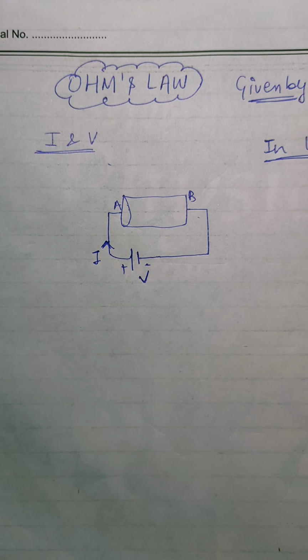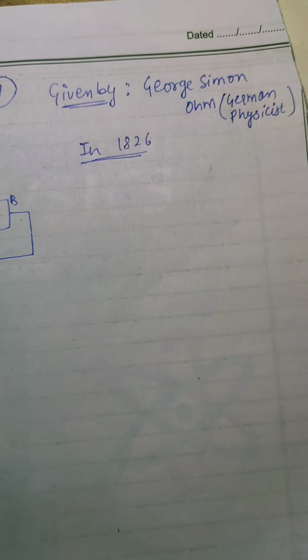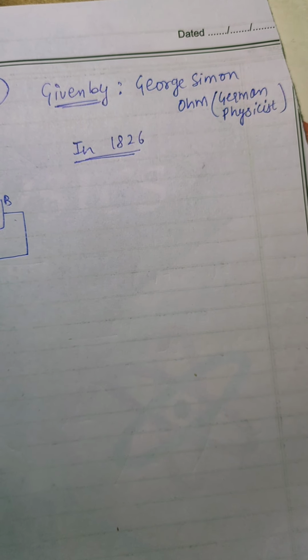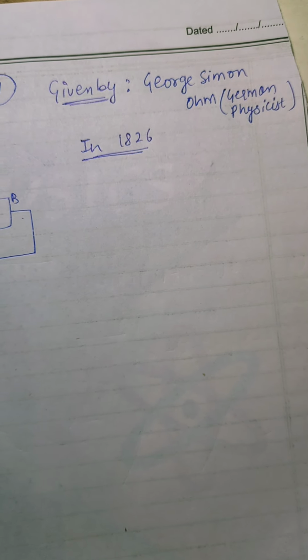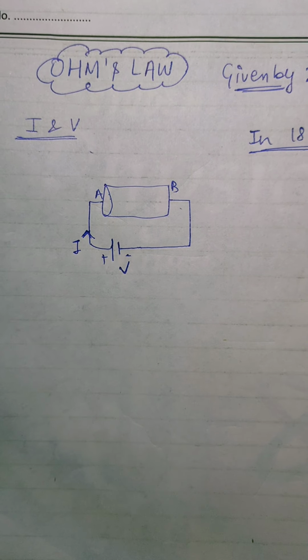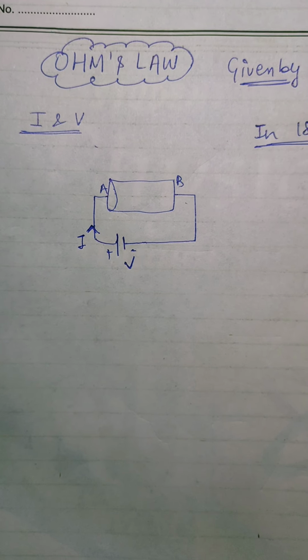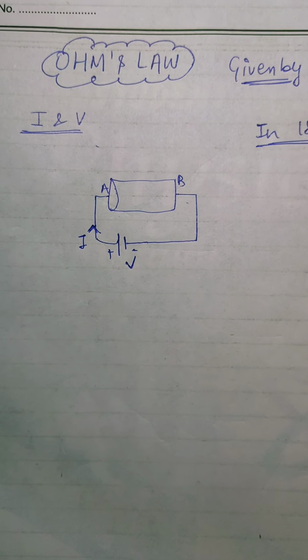Hello students, today we are going to study Ohm's law. It was given by George Simon Ohm, a German physicist, in 1826. He gave the relation between current and electric potential. The relation between current and electric potential is known as Ohm's law.